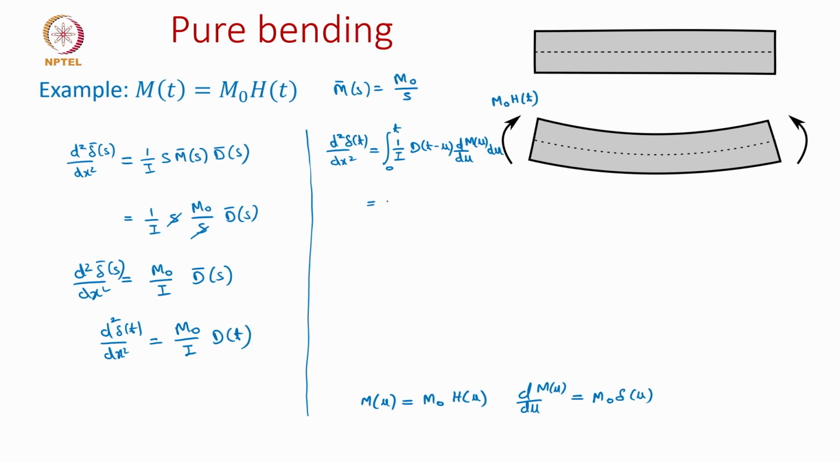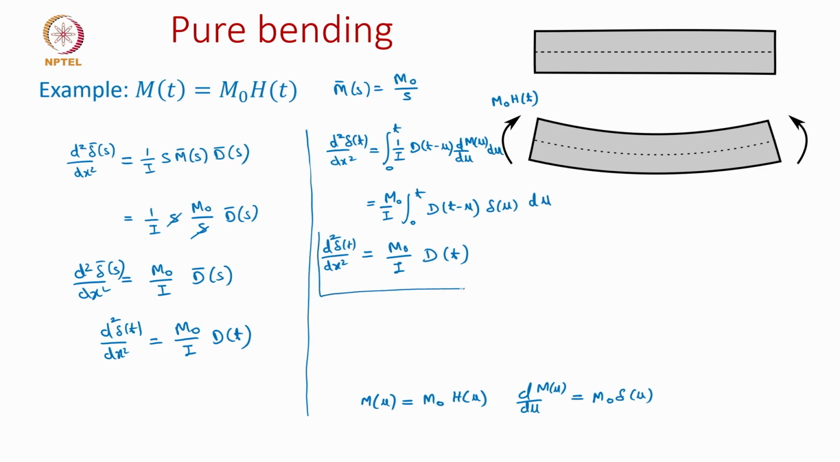So, let us bring this 1 by I out of the integral. So, D of t minus u times M naught as well, we can take it out of the integral because it is a constant, then what is left out is this Dirac delta function. Now, noticing that we have the shifting property of the Dirac delta function, this can be rewritten as simply D of t. So, we got the second derivative of the deflection delta of t is given as M naught by I times D of t, the compliance.